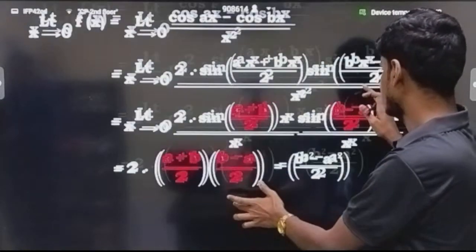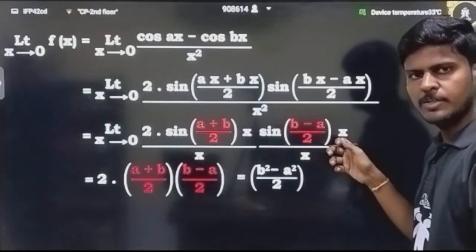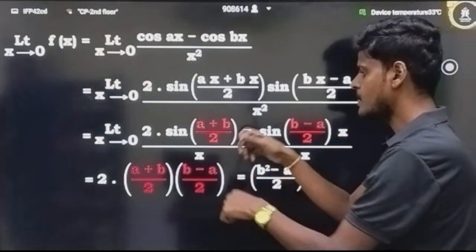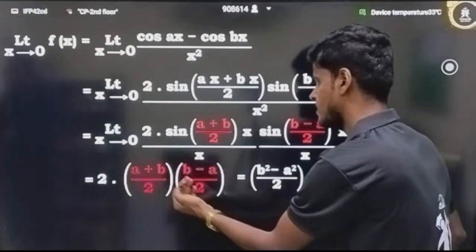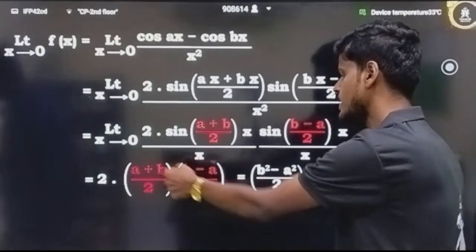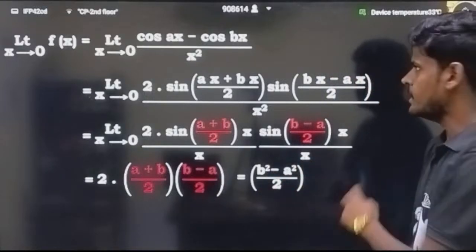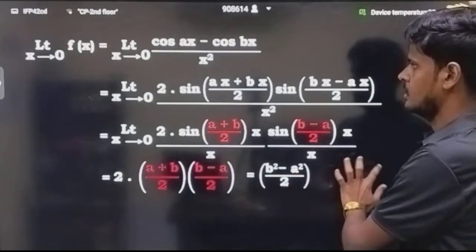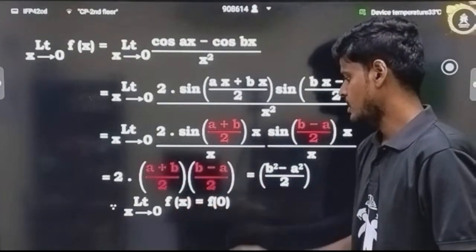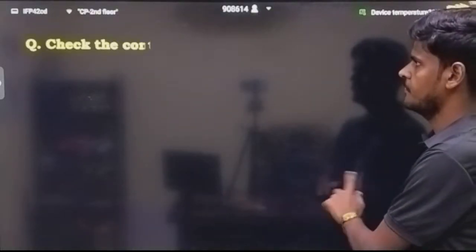And this value is again sin of b minus a by 2 x, divided by b minus a by 2 into x, multiplied by b minus a by 2. So this will also become 1. That means this limit will become 1 and we only have constants. That means we can multiply a plus b into b minus a, that is b plus a into b minus a, is b square minus a square, divided by 2, as the 2s get cancelled. So we will have b square minus a square by 2. So the limit value is equal to the function value. So f of x is continuous.